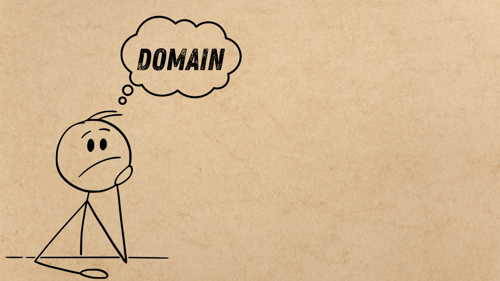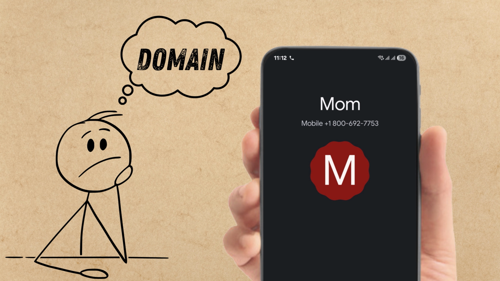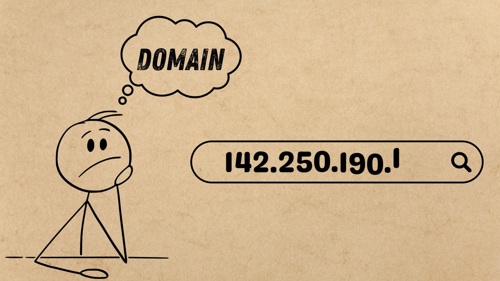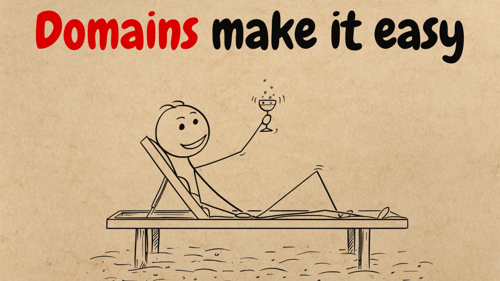Now domains. A domain is like the contact name you save in your phone. Instead of remembering a long phone number, you just save it as Mom or John. In the same way, instead of remembering Google's long IP, you just type google.com. Domains make the internet human-friendly and easy to use.